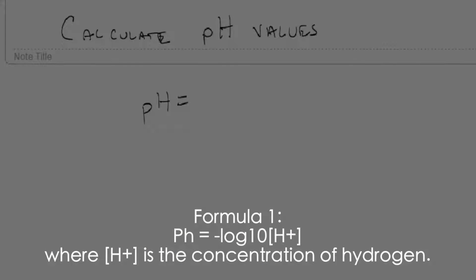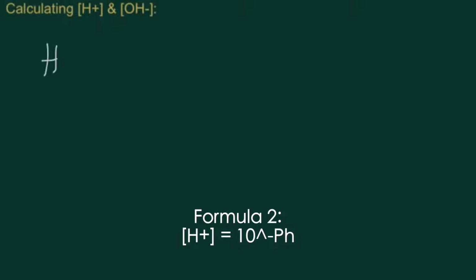Formula 1. pH equals negative log base 10 of the concentration of hydrogen. H+ represents the concentration of hydrogen. Formula 2. Concentration of hydrogen equals 10 to the power negative pH.